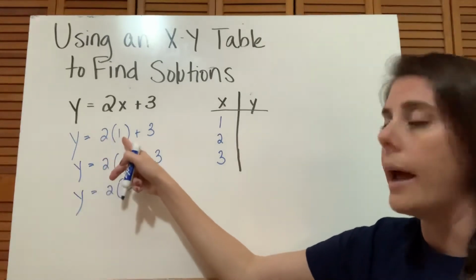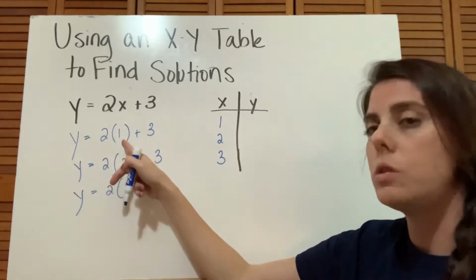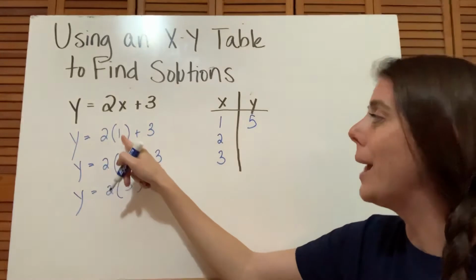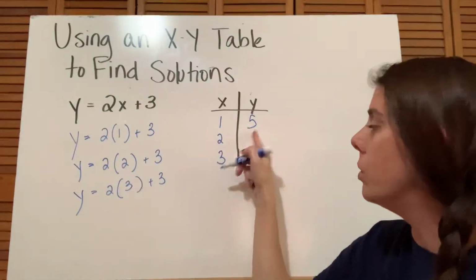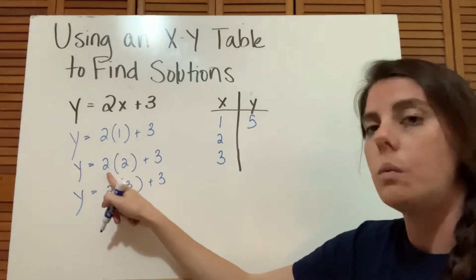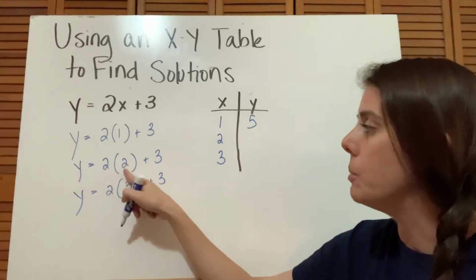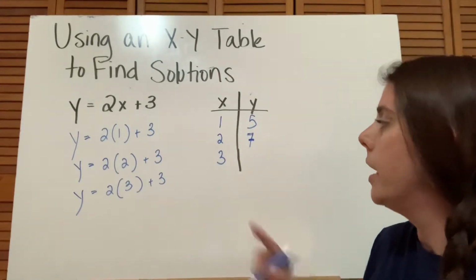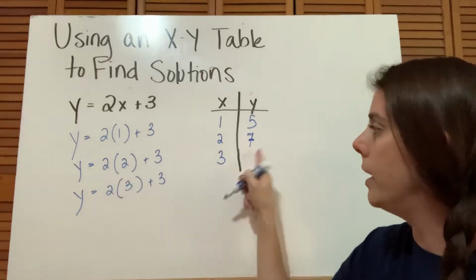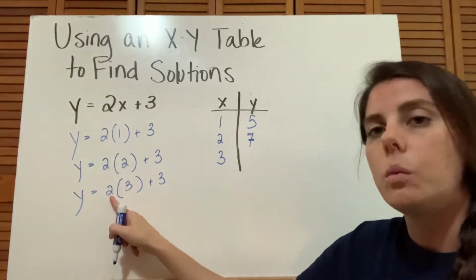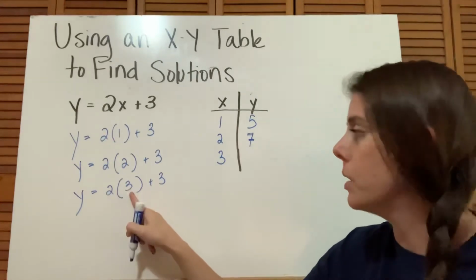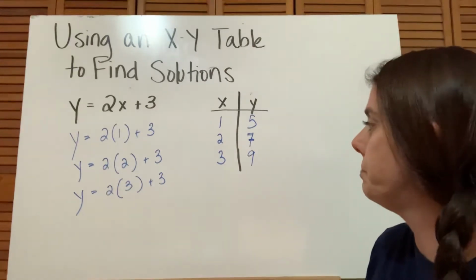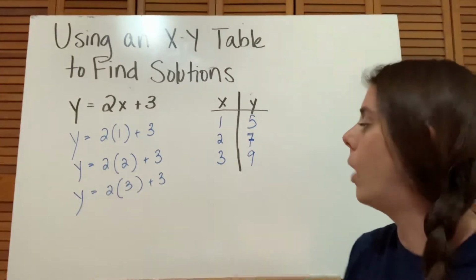So in our first one, where x equals 1, 2 times 1 is 2, 2 plus 3 is 5. So when x equals 1, y will equal 5. Our second one, where x equals 2, 2 times 2 is 4. 4 plus 3 is 7. So when x equals 2, y equals 7. Our last one, where x equals 3, we have 2 times 3, which is 6. 6 plus 3 equals 9. So when x equals 3, y equals 9.